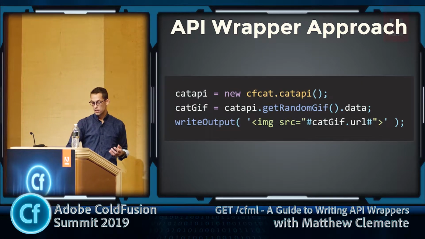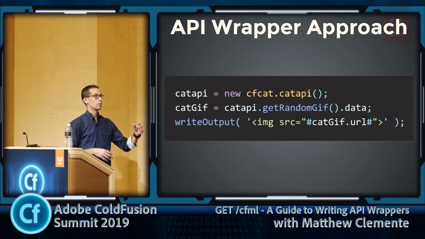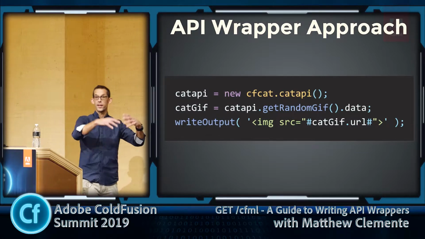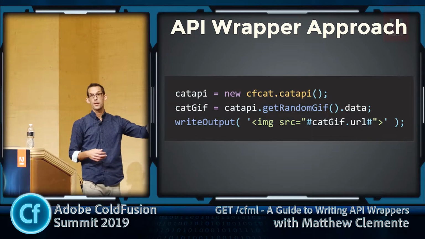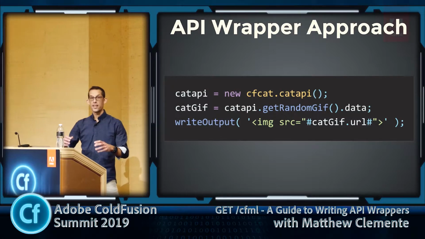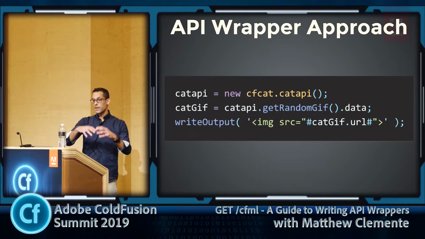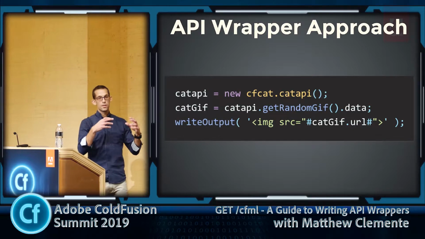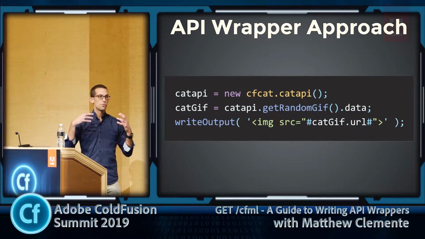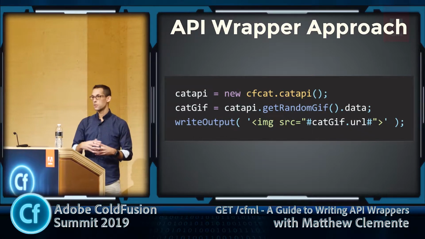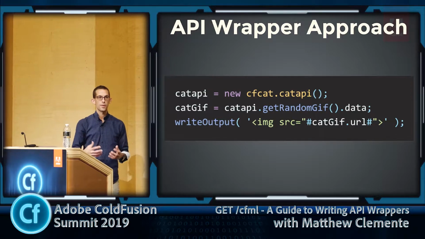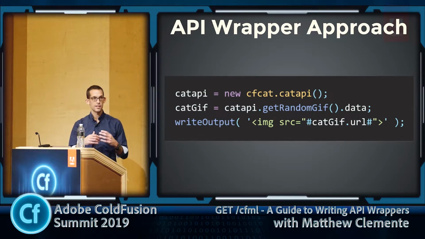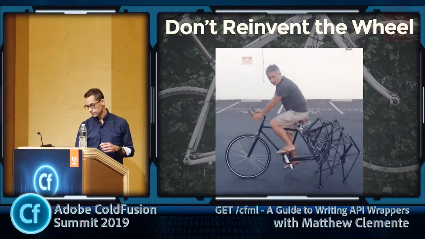So we compare this to if we're using an API wrapper, and it would look something more like this. We create our wrapper object, we say, get me a random cat GIF, and then we write the output. By encapsulating the API, we can use this throughout our application, and it's just far easier to use. This is why we're writing wrappers for these APIs, so that we can harness the functionality like this in a simple way.